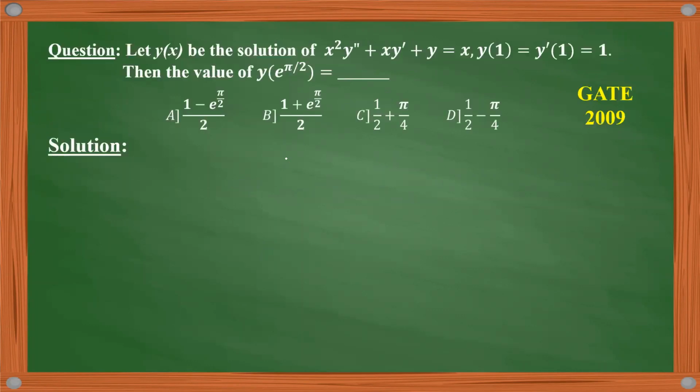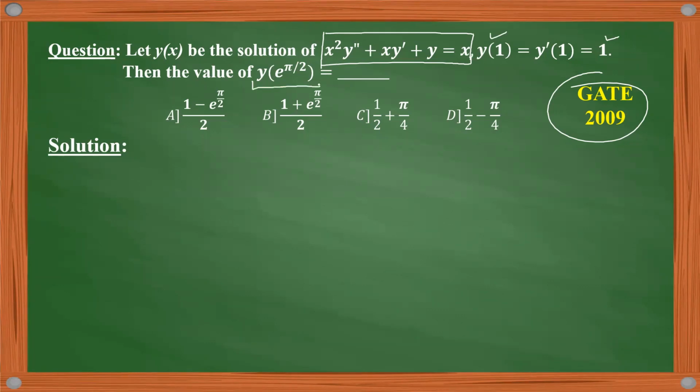Fine. Now let us try another example from the GATE exam 2009. Let us read the question first. If y(x) is a solution of this equation, and we have been given two conditions, y(1) is equal to 1 and y dash (1) is also equal to 1, then we need to find the value of y at x is equal to e power pi by 2.